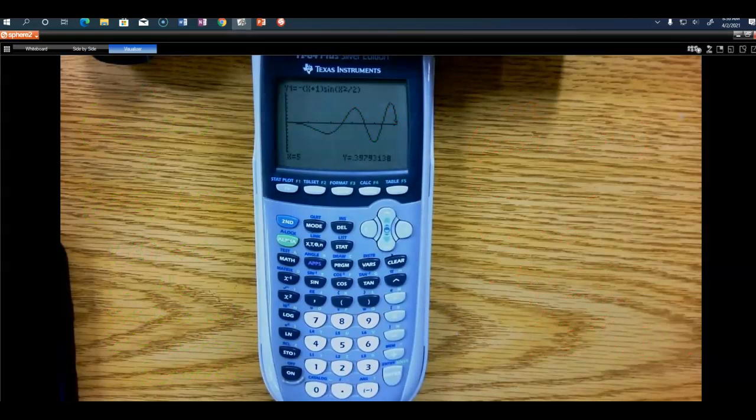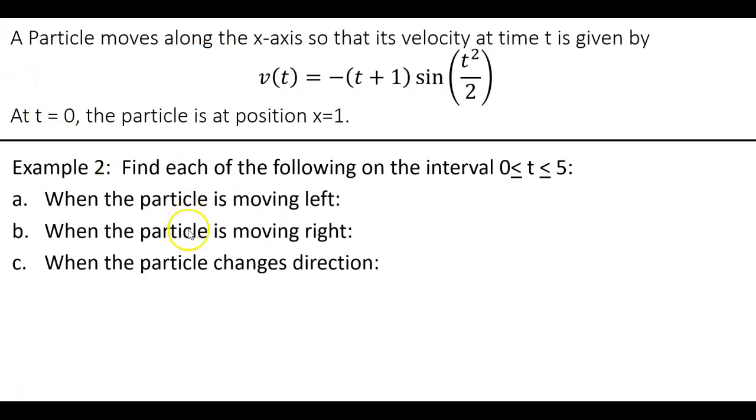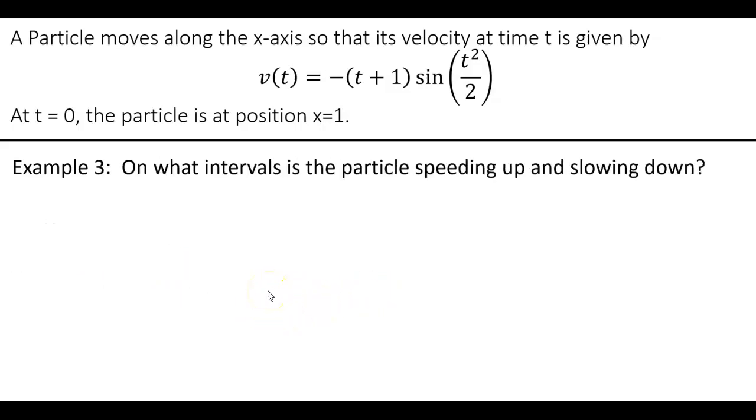And on the AP exam, I have seen how this question is asked, and they usually just ask one of these three things. They're not going to ask all three of these because once you do one, you kind of know the others. So they're going to ask one of them. They may say, on what intervals is it moving left? On what intervals is it moving to the right? Or they'll ask, when is it changing directions? But they probably would not ask all three of them.